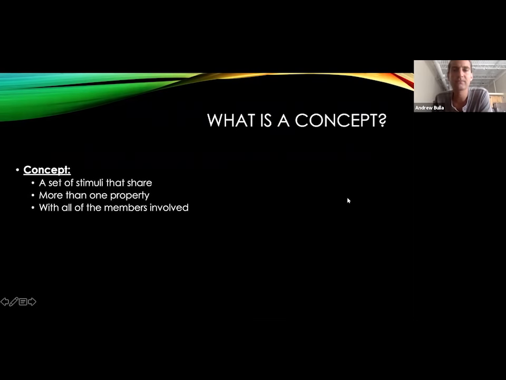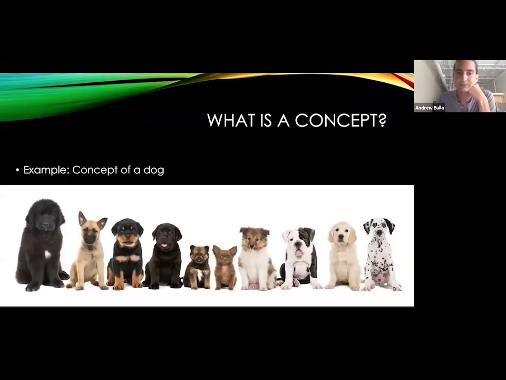So we're going to focus mostly on concept analysis and concept instruction, but the same principles can be applied for principle and rule application. So let's further define concept. Concept is a set of stimuli, so it's more than 1, that share more than 1 property with all members involved. So it's a set of stimuli that share more than one property with all those members involved.